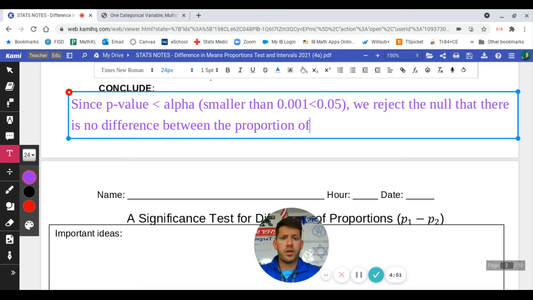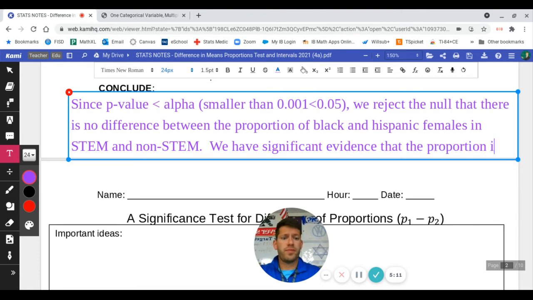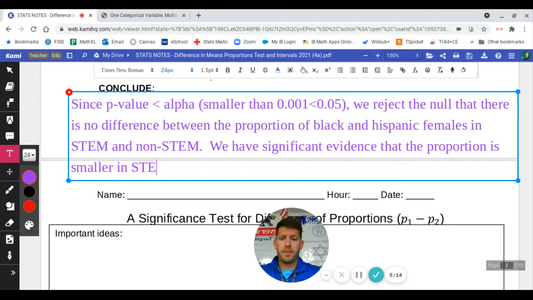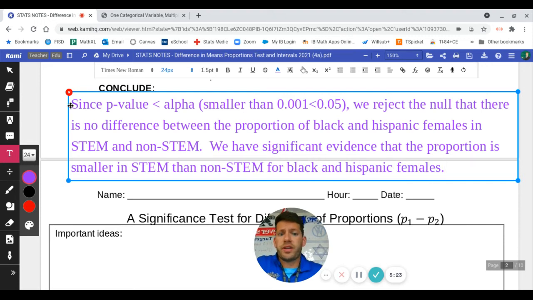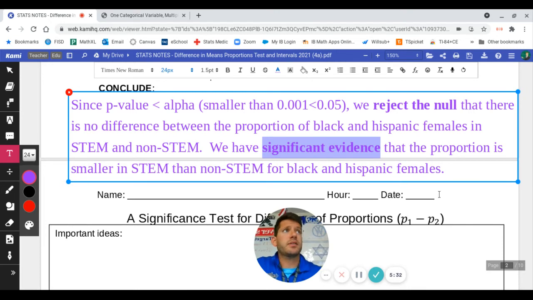between the proportion of Black and Hispanic females in STEM and non-STEM, we have significant evidence that the proportion is smaller in STEM than non-STEM for Black and Hispanic females. So we make a conclusion, we reject the null, and we talk about our significant evidence with context.